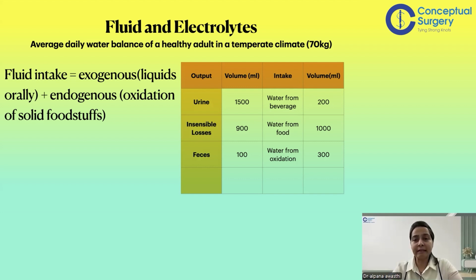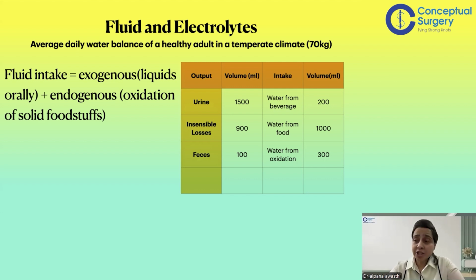Fluid intake can be water from beverages and water from food, and lastly the endogenous, that is oxidation of solid foodstuffs. Beverages can be 200 to 300 ml in a particular day for a normal human being without any disease condition. Water from food can be 1000 ml. So beverage and food together are around 1200 ml. Water from oxidation can be 300 ml.